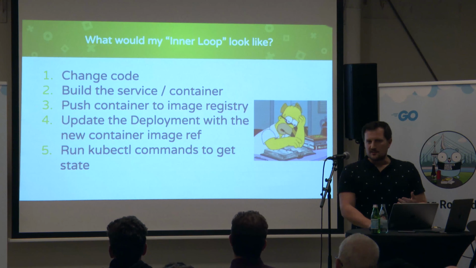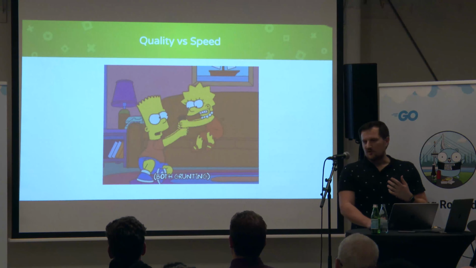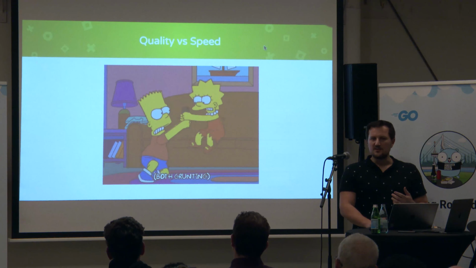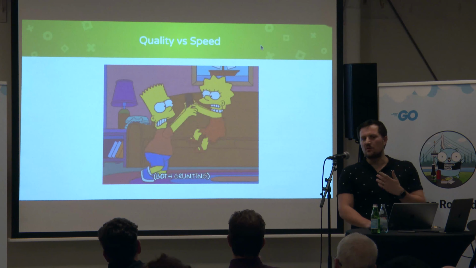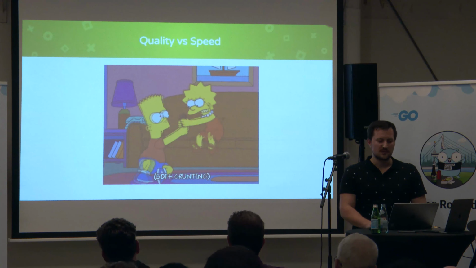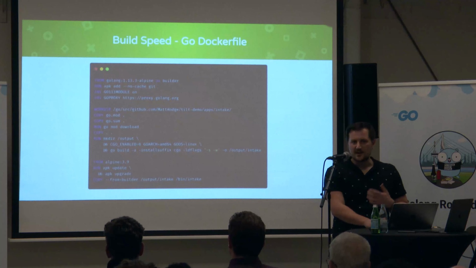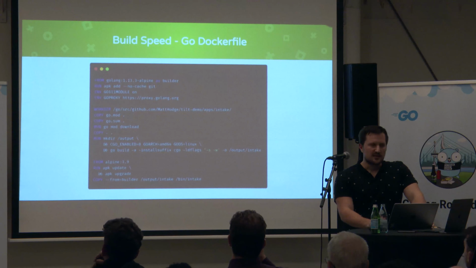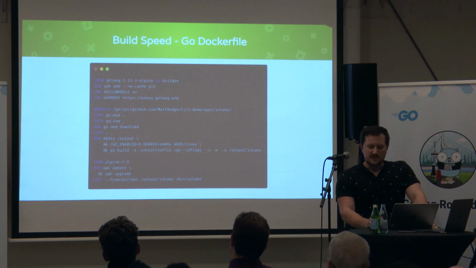So let's see how we can address some of these things. There's always this dichotomy between the quality of the feedback you can get and the speed that you can get it at. It's super quick to do stuff locally, but the quality of the feedback isn't as good. So let's first have a look at build speed and how we can improve that. This is a pretty standard Dockerfile for building a Go binary. Let's have a look at some of the optimizations we have in here.